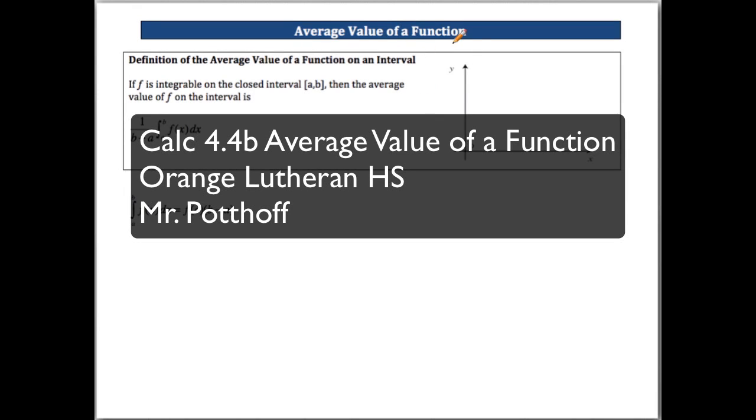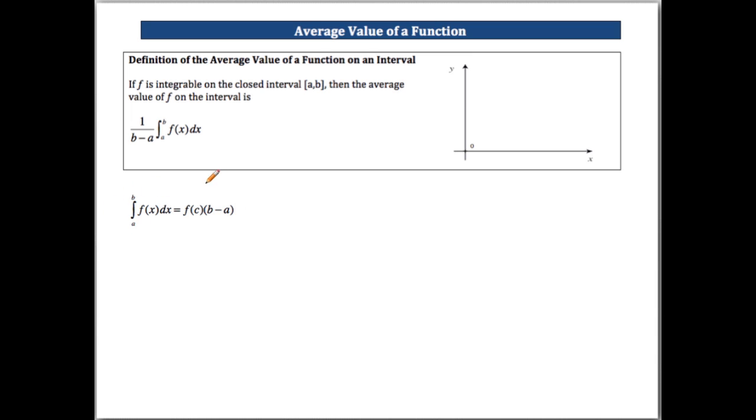All right, next we're going to talk about the average value of a function. And what we want to do is first start off by looking at the mean value theorem here. And remember how we said that the average value of the function was that f of c. And so if we want to find the average value theorem, we could basically solve for this by dividing by b minus a. Okay, and we would do that on both sides. And all that leads us to is the definition of the average value of a function on an interval.